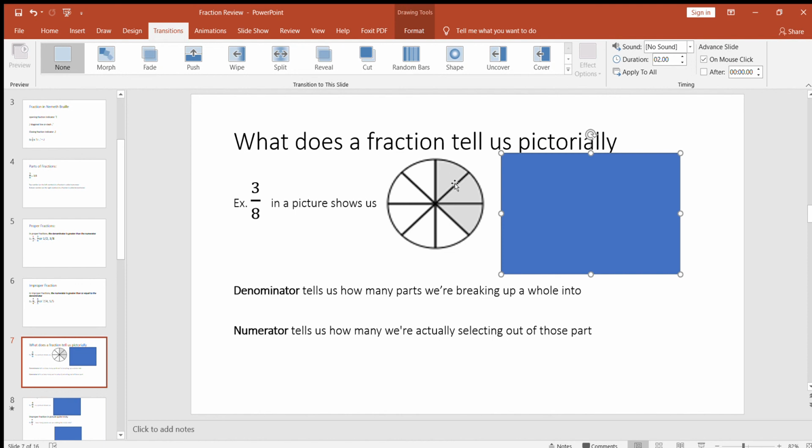The 8 in the denominator tells us that we're cutting the pizza into 8 slices. And what does the numerator tell us? The numerator tells us that out of the 8 pieces, you selected 3 slices. Okay, so that's what 3 over 8 looks like. So if you have everyday objects in your house, you can do this.